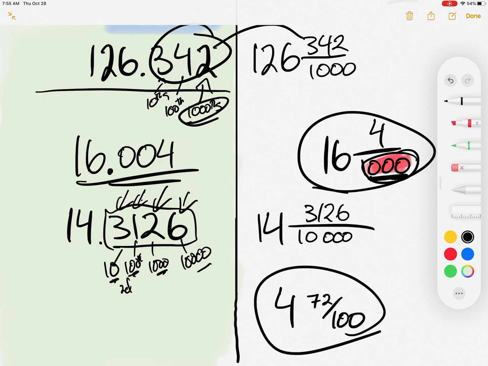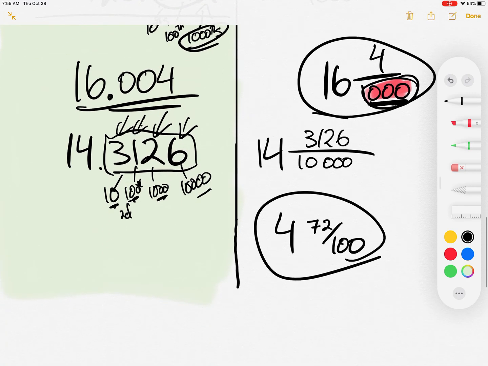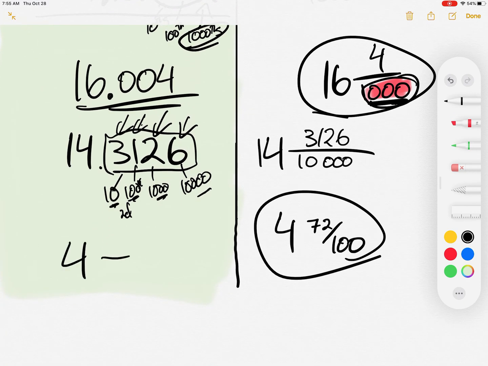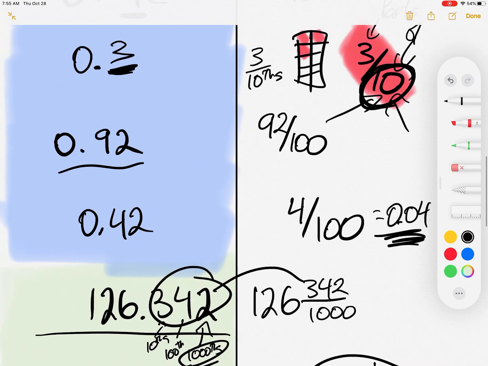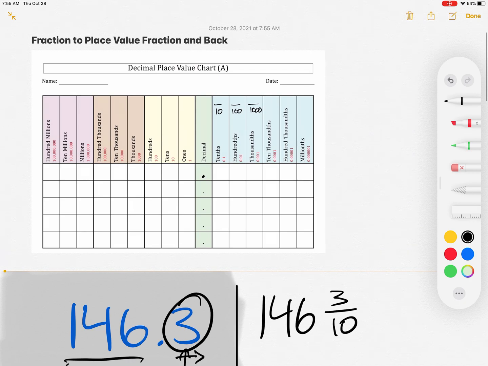Last one is 4 and 72 hundredths. Well, the whole numbers don't change. It's out of 100. So that's going to be 2 place values. So I get 4.72. There it is. That's all she wrote, or that's all I wrote.